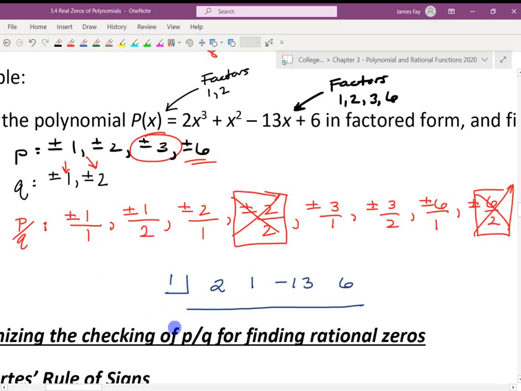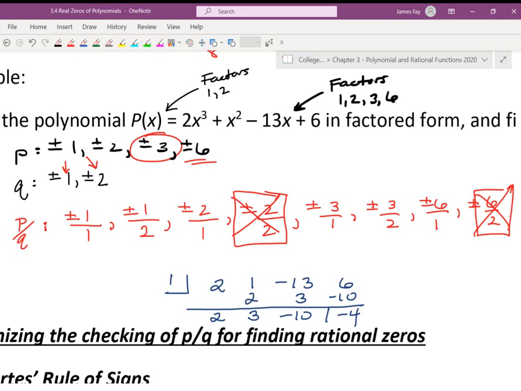So let's try 1 real quick. If I try 1, bring my 2 down, I get 2, right? Synthetic division says that's going to be a 2. That's a 3. There's a 3. Negative 10. Negative 10. Negative 4, right? Okay? So that tells me 1 did not work. 1 is not a 0. So now I either have to start over again, so I have to write 2, 1, negative 13, and 6 again, create the whole synthetic division box again, okay?